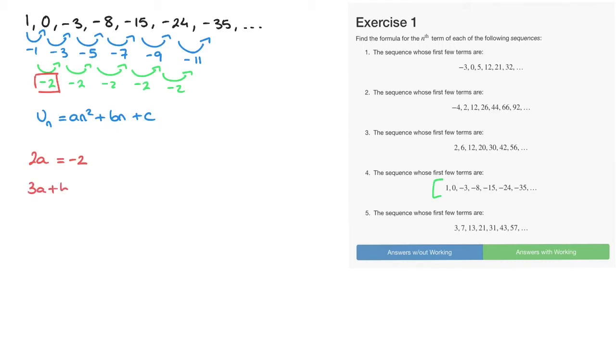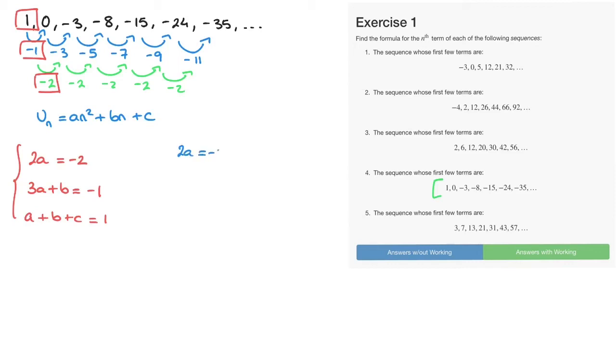3a plus b must equal the difference between the first and the second term of the sequence. So that would be -1 in this case. And finally, a plus b plus c must equal the first term of the sequence, which is 1 in this case. Now that we have our three equations, we work our way through them to find a, b, and c.